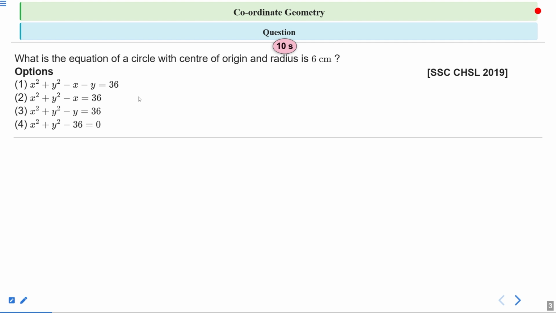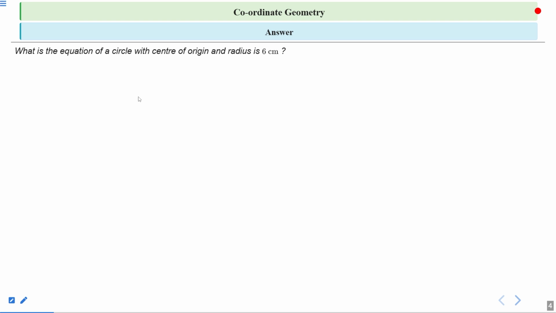Now you have 10 seconds to solve this question. Your time start now. Now time's up. Let's see the solution of this question. So question says that what is the equation of a circle with center of origin and radius is given, which is 6 centimeters. So we just apply the formula of the circle, and then we get our answer. So the correct answer of this question is fourth one, which is x square plus y square minus 36 equals to 0. Now see the detailed solution using concept 17.19.1.